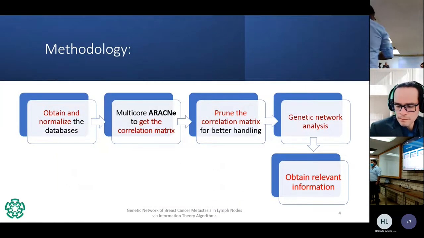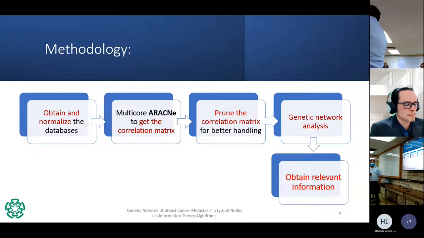The methodology that we use is the next one. First, we obtain and normalize the databases. We use an algorithm named ARACNe in its multi-core version to obtain the correlation matrix. After that, we prune the correlation matrix for better handling. And finally, we obtain the relevant information during the analysis of the genetic network that we make.